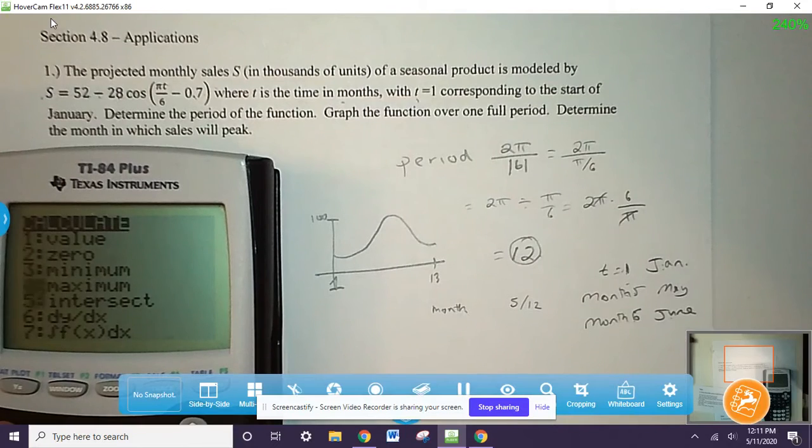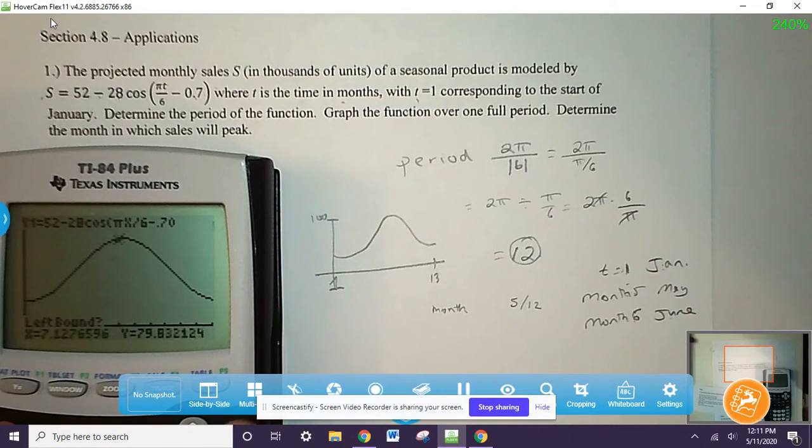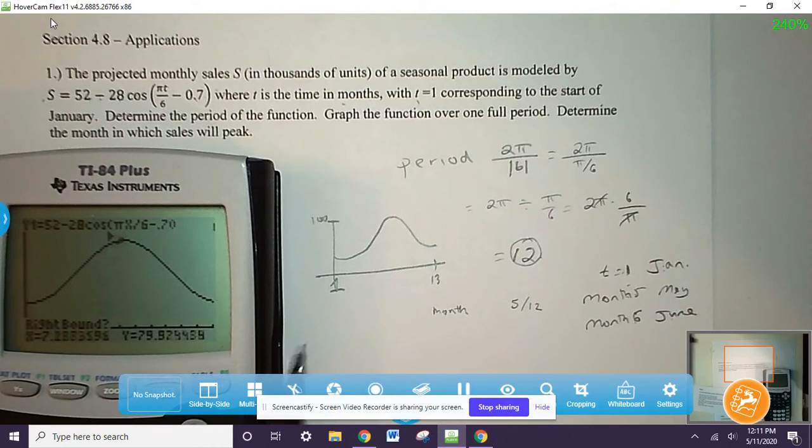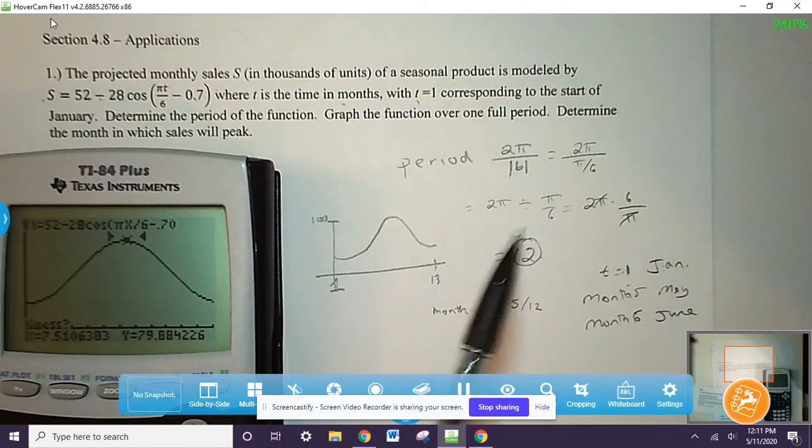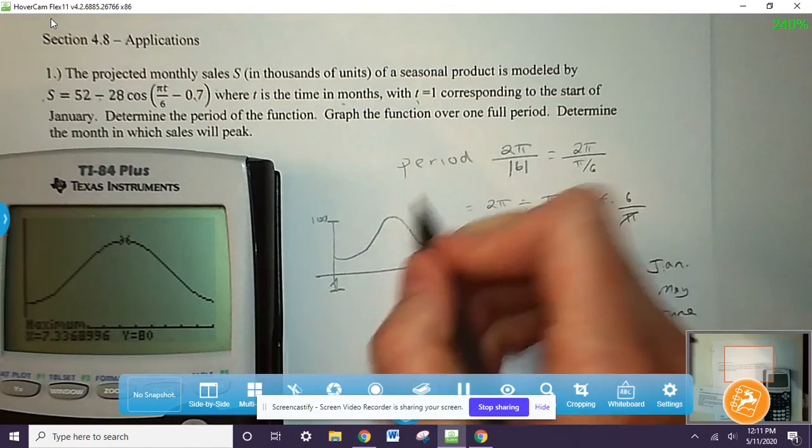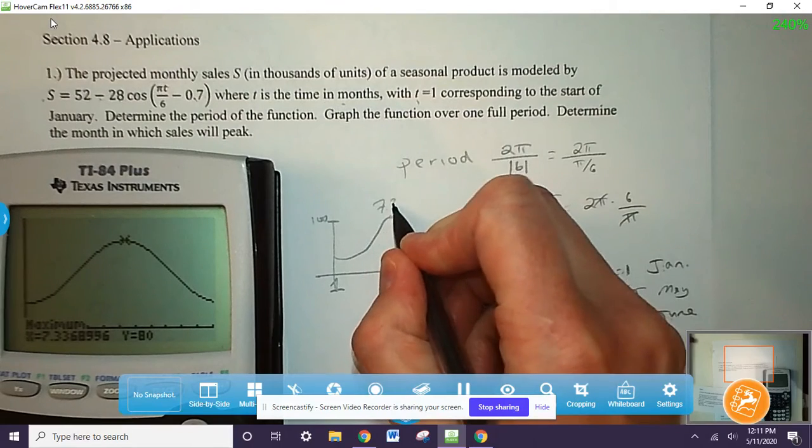So if we do second trace maximum, just make sure you're to the left of the max and hit enter. Make sure you're to the right of the max and hit enter. You don't have to go to exactly where I went. Just make sure you're left and right. Get as close as you can to take your guess, hit enter. And you can see that that point is about 7.380.